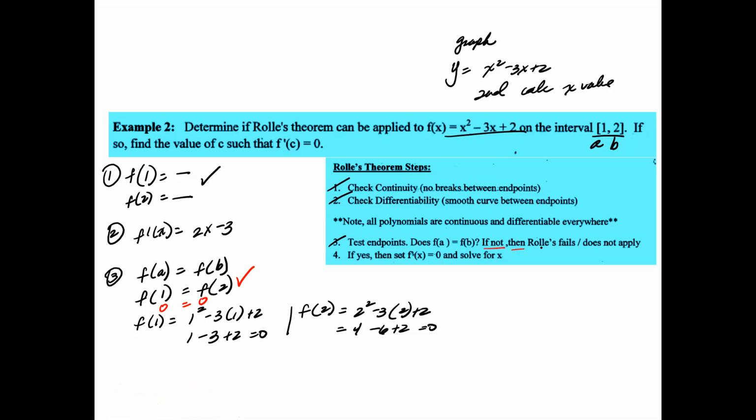And if it does not, then Rolle's theorem fails and it does not apply, and you can just stop right there and do not proceed any further. But since it does equal, we are going to proceed further.